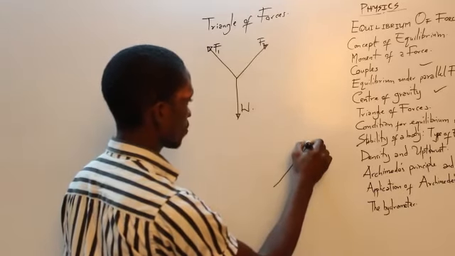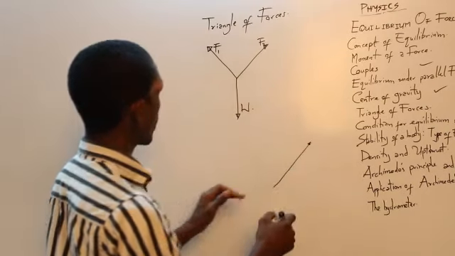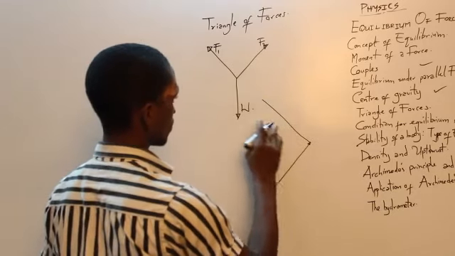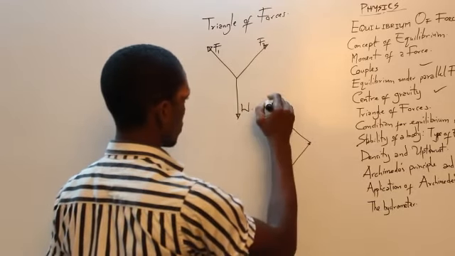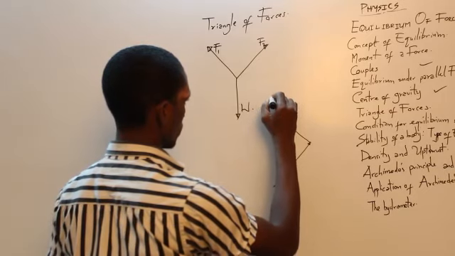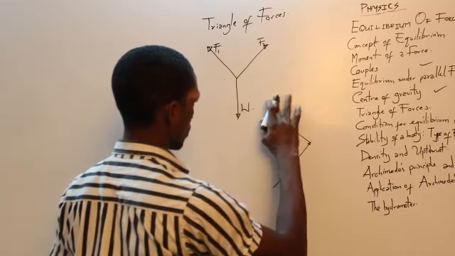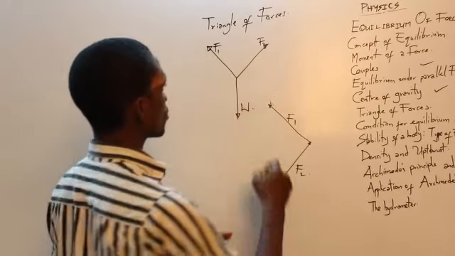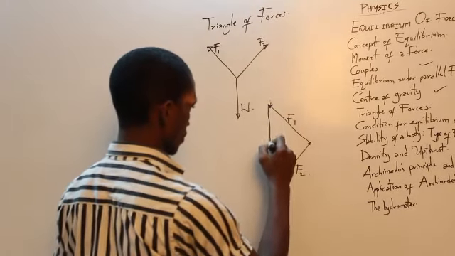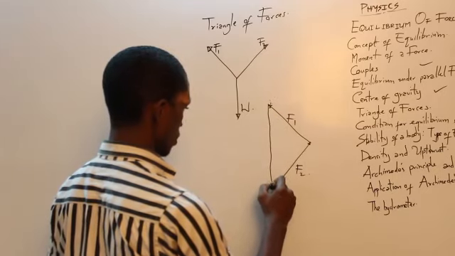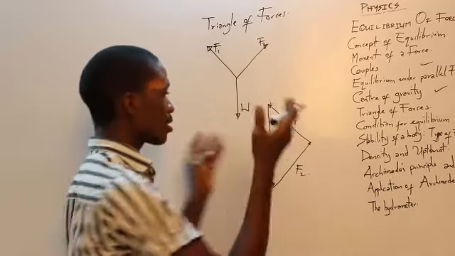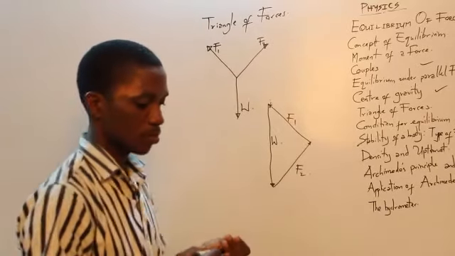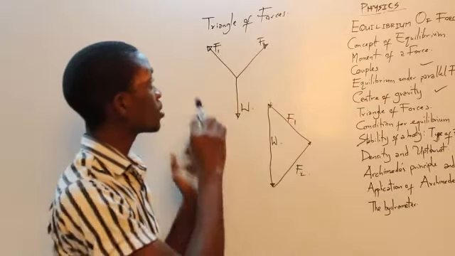After drawing my F2, I can also draw my F1. My F1 goes in. This is my F1 and this is F2. Now my resultant would be, my equilibrant, the one that will cancel out the effect of these two, would be my W. So that is what this particular theorem says.